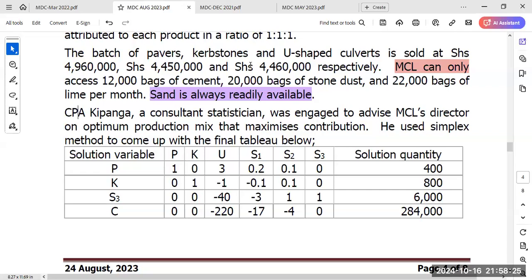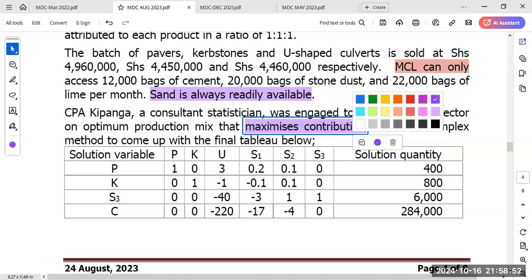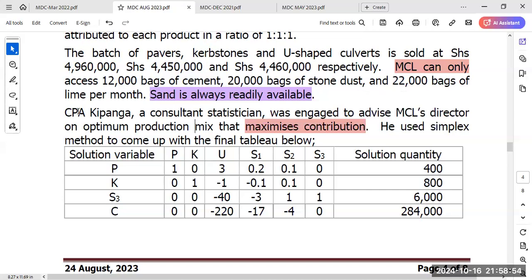If you can attach an inequality factor, okay? Here they are telling us that CPA Chipanga, a consultant statistician, was engaged to advise this company's director on optimum production mix that maximizes contribution. Now, this is where you will get your objective function.